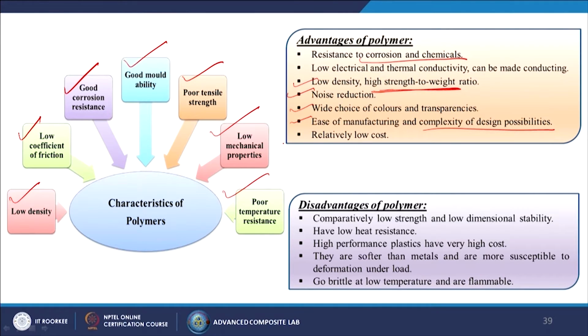What are the disadvantages of polymers? Generally, comparatively low strength and low dimensional stability, low heat resistance, and high-performance plastics have very high cost; some polymers are very costly. They are softer than metals and more susceptible to deformation under load. They go brittle at low temperature and are also flammable; they can burn easily.